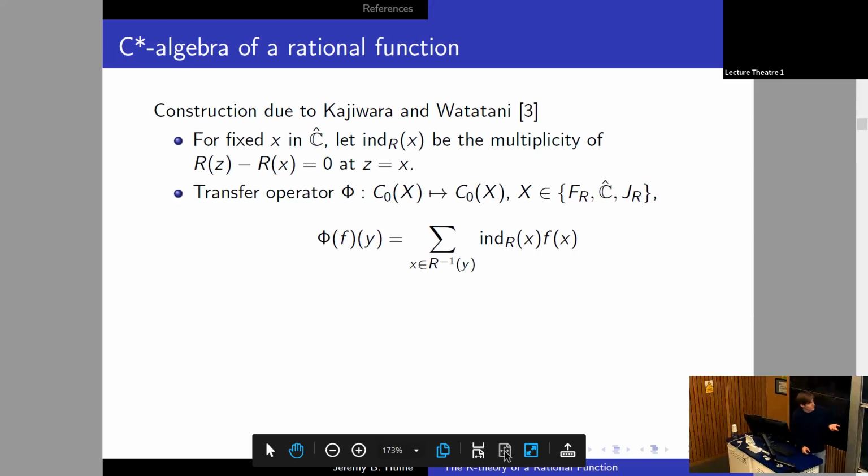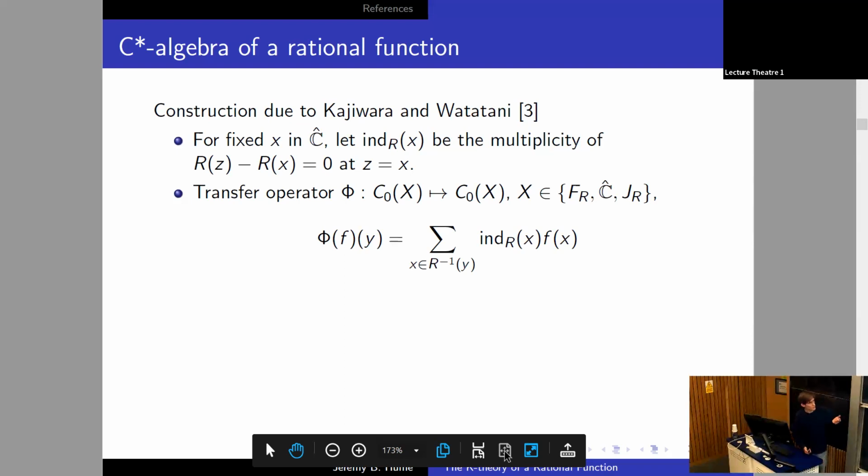So this number is measuring how much the mapping is winding around an open neighborhood. And we'll build a transfer operator phi on C0 of X, where X is either going to be the Fatou set, the Riemann sphere, or the Julia set. And what that's doing is it's sending a function f, and it's summing over the R preimages at a point y. But we're weighting by these index terms. And if we don't weight by the index terms, we run into the same problem as constructing the groupoid. The transfer operator phi won't map continuous functions to continuous functions. So we really need to weight by these numbers.